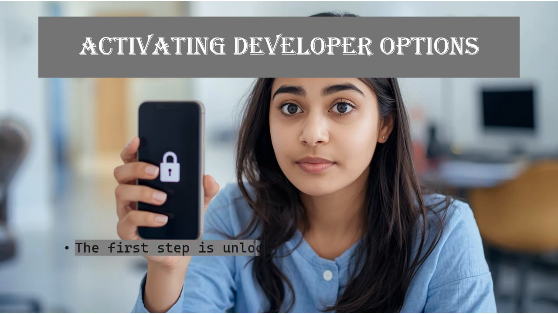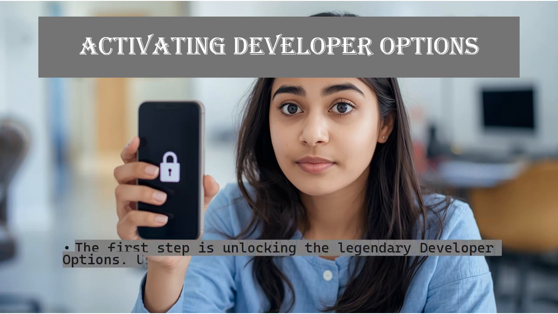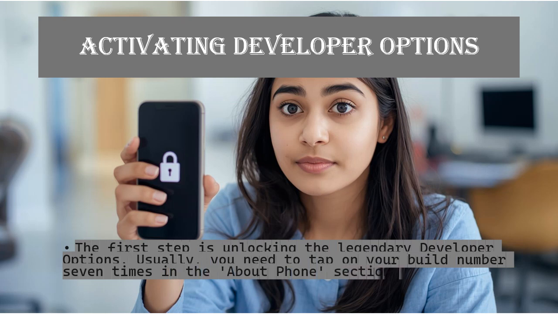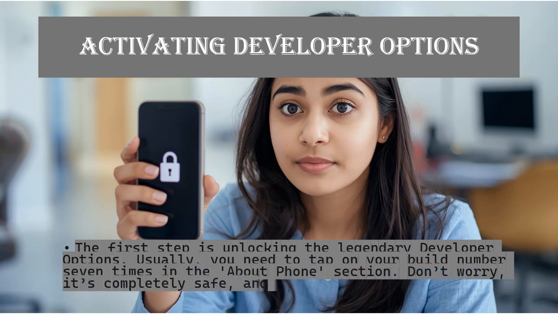Activating developer options. The first step is unlocking the legendary developer options. Usually, you need to tap on your build number 7 times in the About Phone section. Don't worry, it's completely safe, and this menu is where the magic begins.